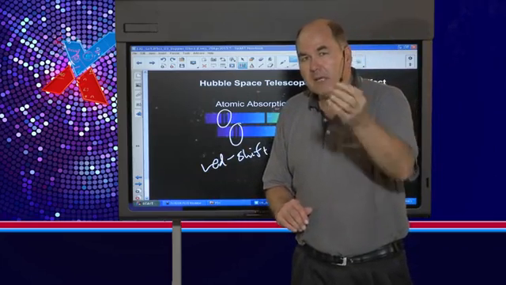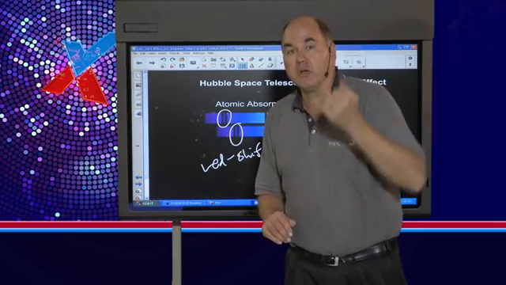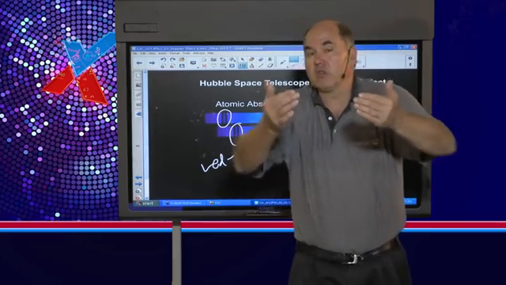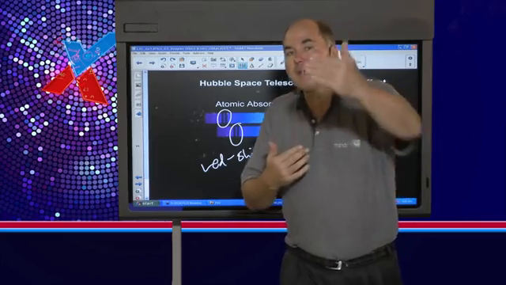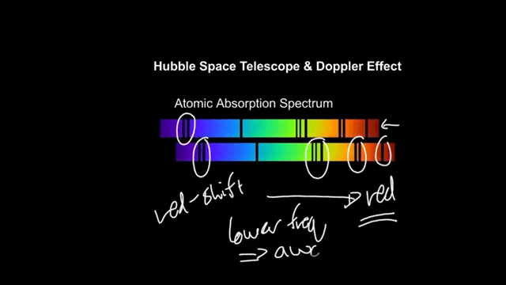Think about it. Is the object that is emitting that light moving towards me or away from me? Remember what we said. When it moves towards me with Doppler, the frequency is higher. If it's moving away, the frequency is lower. The frequency of red light is lower than the frequency of blue light. So if it's been redshifted, it's got a lower frequency, and if it's got a lower frequency, we can say it's moving away.